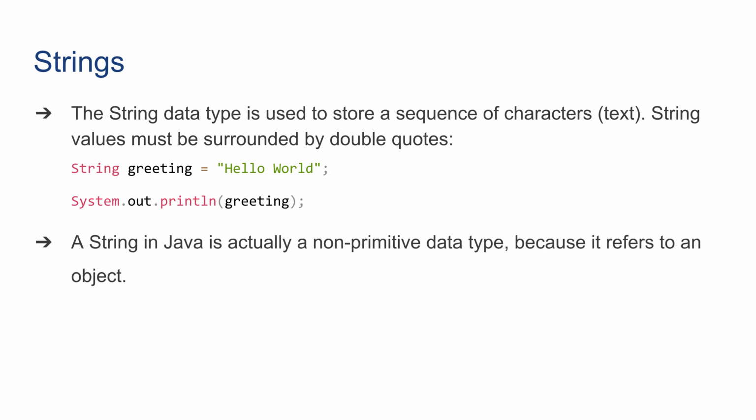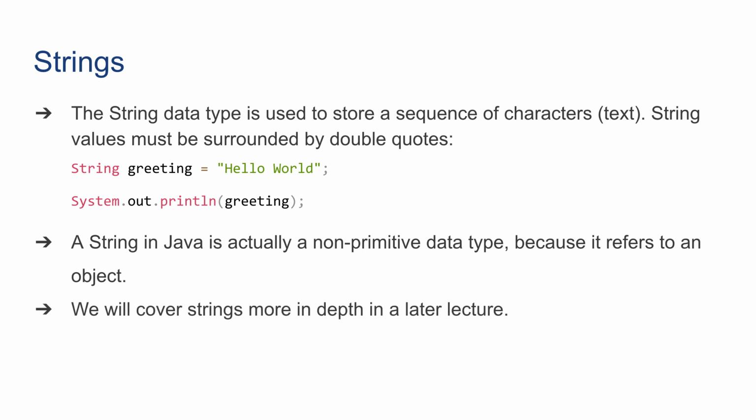And a string in Java is actually a non-primitive data type because it refers to an object. We'll cover this more in depth in a later chapter, so this will be a very brief overview.